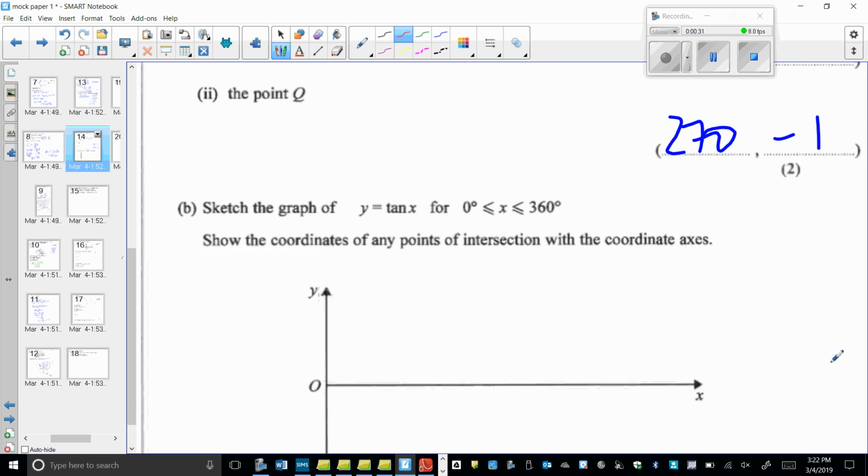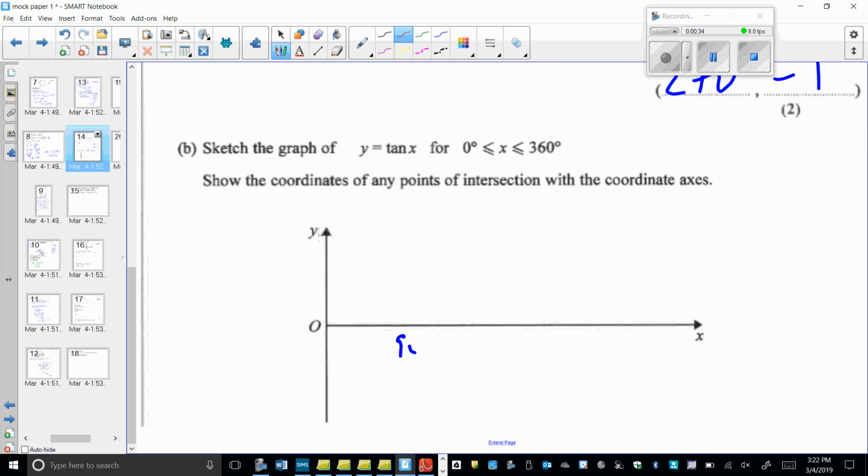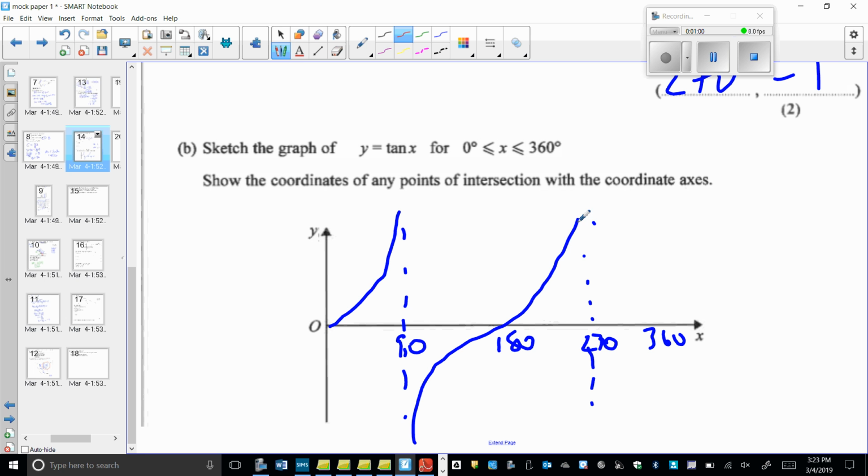Sketch the graph of tan. So again, your main points are 90, 180, 270, 360. At 90, there's an asymptote, and at 270. And there is no maximum, so this is what the graph looks like. I'm afraid that's just a case of remembering that. Okay.